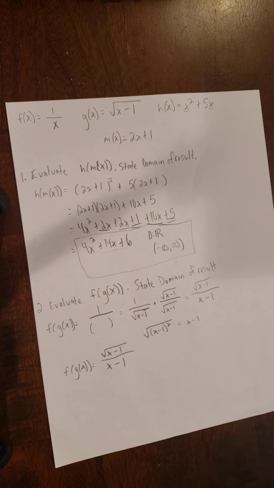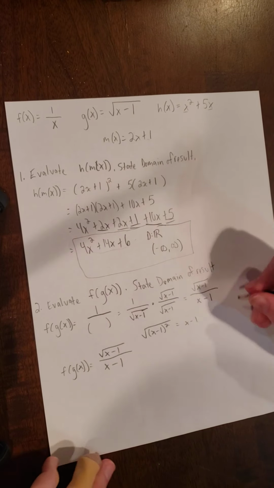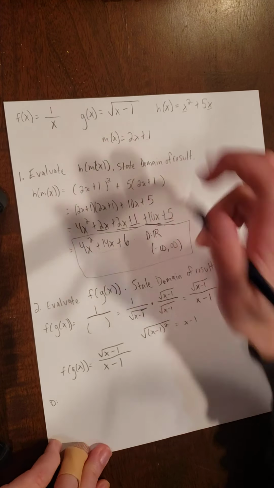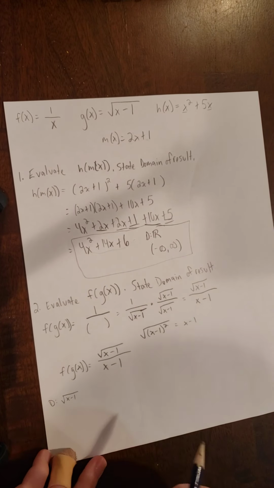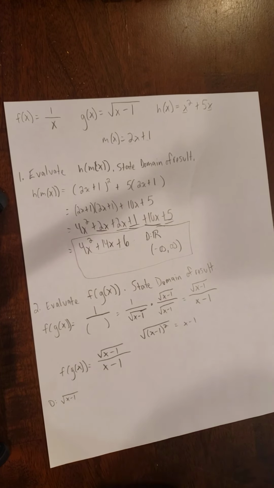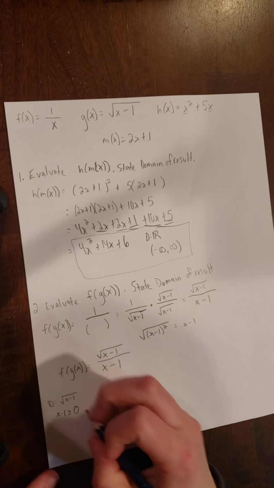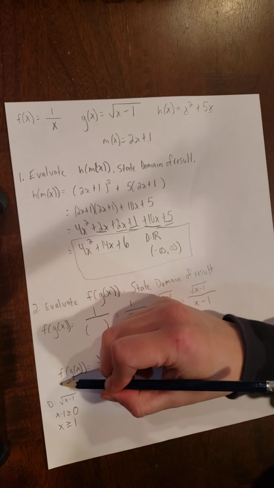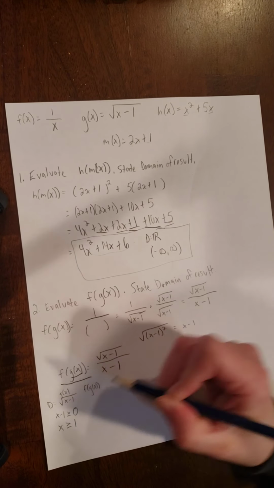Now, for domain restrictions, we look at g of x, where x first filtered through. That was the square root of x minus 1. So we need to make sure that we don't put any numbers in that could give us something that's not real. Since it's a square root, the radicand has to be greater than or equal to 0. That's going to be x has to be greater than or equal to 1. Okay? And now we check two places, right? We check g of x, and then we check the new function we get. So this is the check of g of x. Now we need to check f of g of x, our new function.